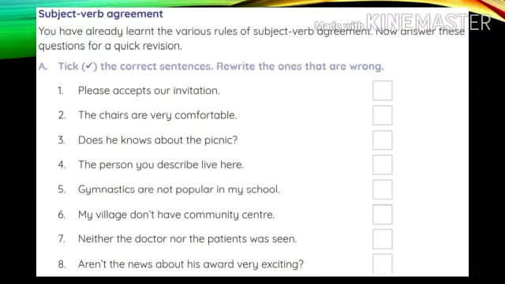Then, my village don't have community center. It's a wrong sentence. So what do you need to write? My village doesn't have a community center. The seventh one, neither the doctor nor the patient was in. It's a correct sentence, so it's enough that you put a tick. Aren't the news about his award very exciting? So it's a wrong sentence. It is not are, it is supposed to be isn't the news. Isn't the news about his award very exciting?